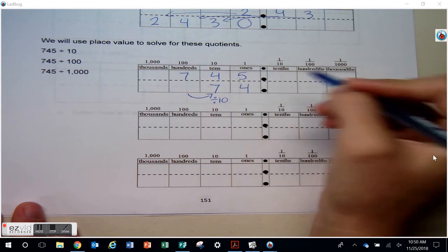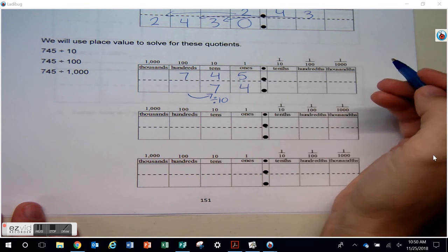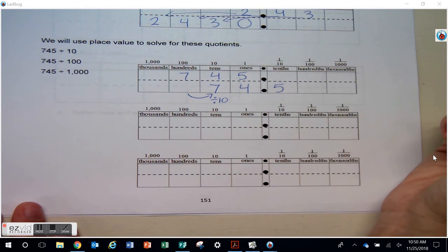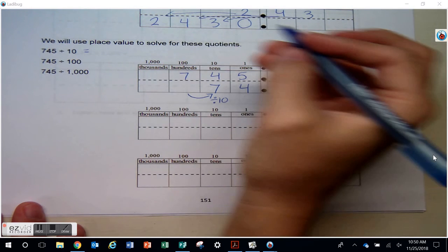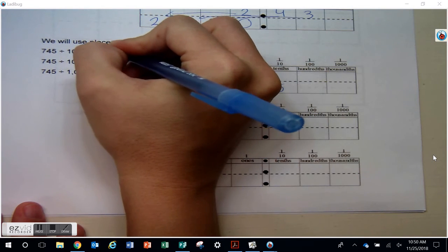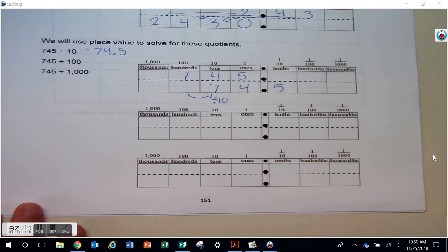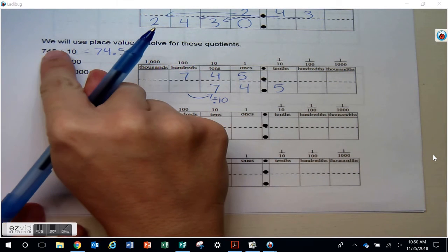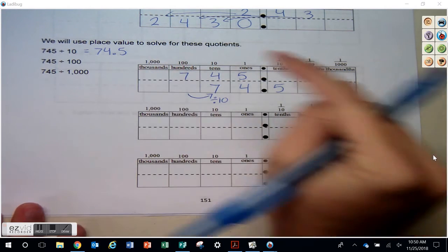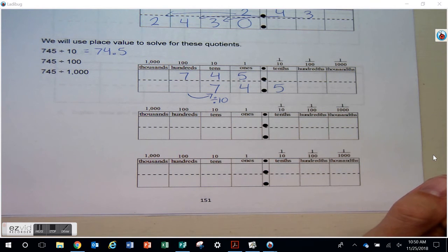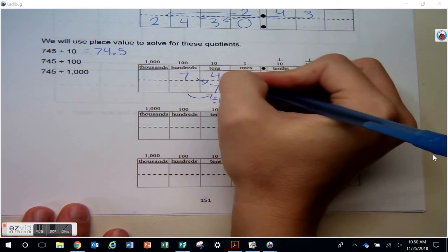So 745 divided by 10 gives me 74 and 5 tenths. If we check that, 700 divided by 10 gives me 70, so we're again pretty close to that number. We moved our place value in the opposite direction, in the smaller direction, 1 time.